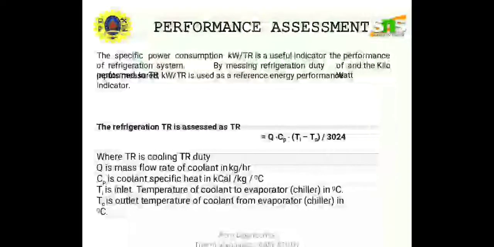The specific power consumption in kilowatt per TR is a useful indicator of the performance of a refrigeration system, measuring the refrigeration duty. The refrigeration is assessed in TR as TR equals Q times Cp times (Ti minus To) divided by 3024, where TR is the cooling duty, Q is the mass flow rate of coolant, Cp is the coolant specific heat, Ti is the inlet temperature, and To is the outlet temperature.